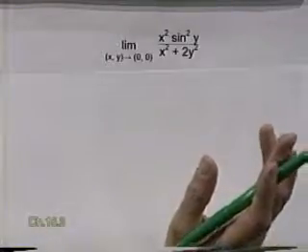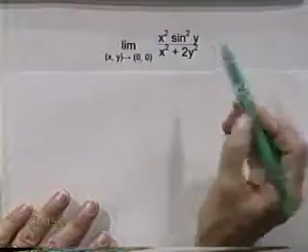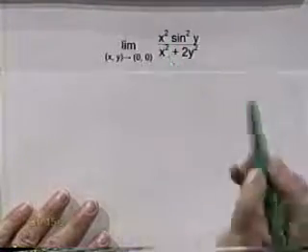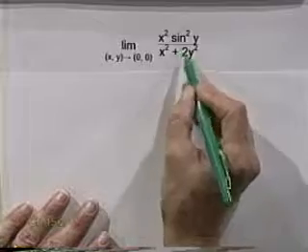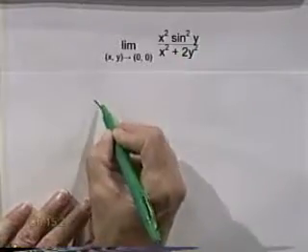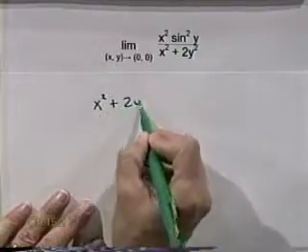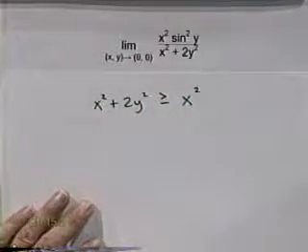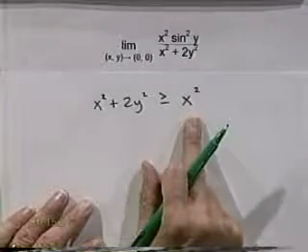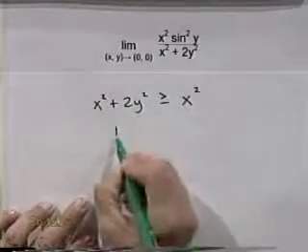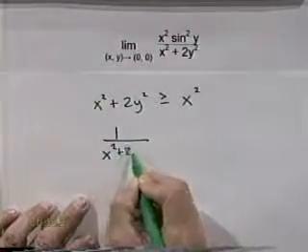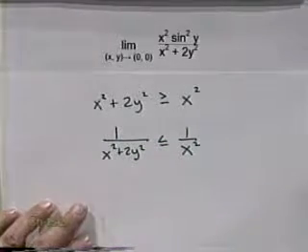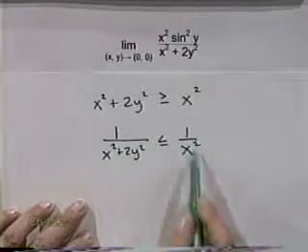with polars, it's not going to be as nice. Notice, I would love to have the x squareds cancel here. So I'm going to say, wouldn't it be lovely to get rid of that stinking 2y squared? Well, do we all agree that x squared plus 2y squared is greater than or equal to x squared? This is bigger than that. Okay, we all okay with that? So the reciprocal of this is less than or equal to the reciprocal of that. So I have this bottom is less than or equal to that bottom.